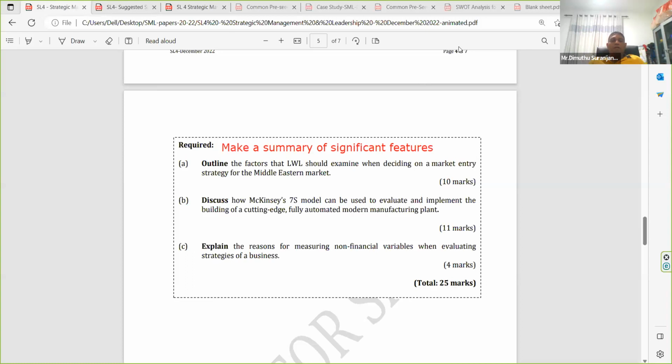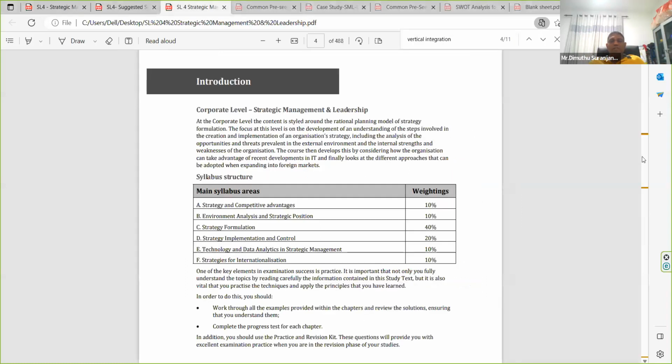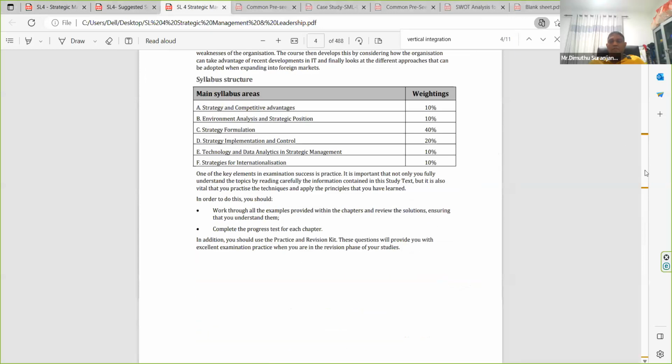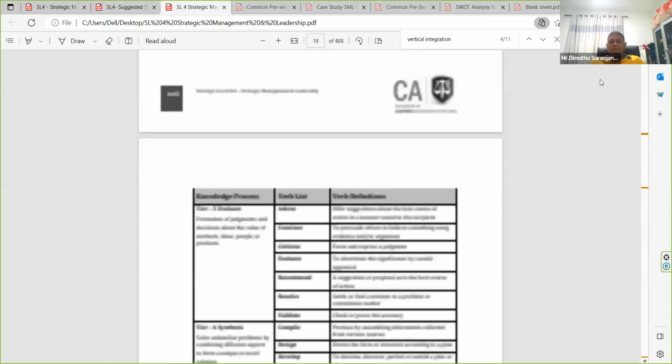Now, when you look at this, I told you this is tested for the internationalization topic. We'll go to the study pack. Look at the theory part.